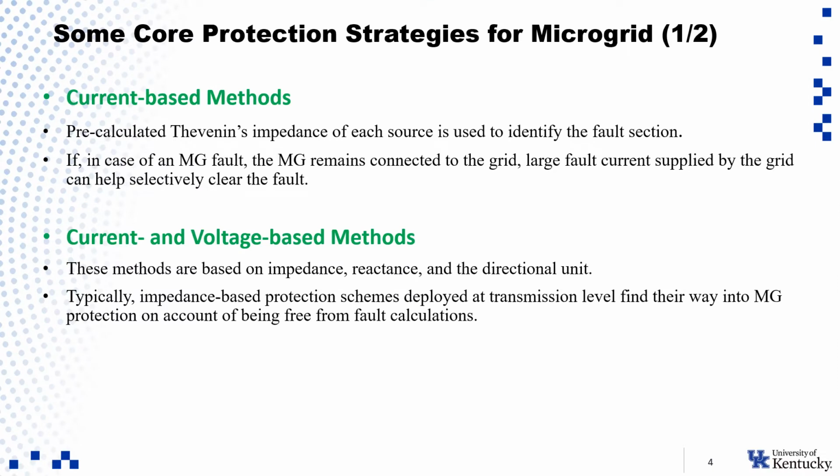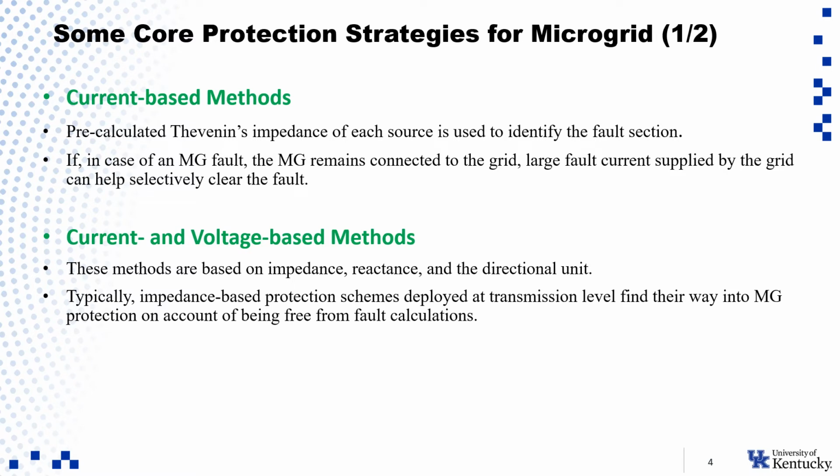Okay, some core protection strategies for microgrid. So we have current-based methods. Typically, these methods use the pre-calculated Thevenin's impedance of each source and then identify the fault section. In case of an MG fault, if the MG or microgrid remains connected to the main grid, then the large fault current supplied by the main grid will help to selectively clear the fault.